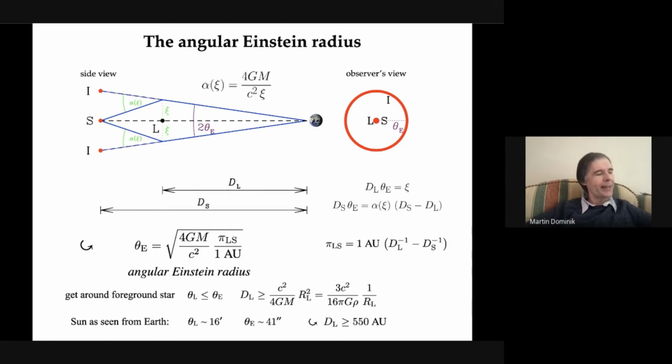For a given mass density, the minimal distance is inversely proportional to the radius of the deflector. And for a rock of 20 centimeter diameter, one finds a more restrictive limit of 100 megaparsecs.